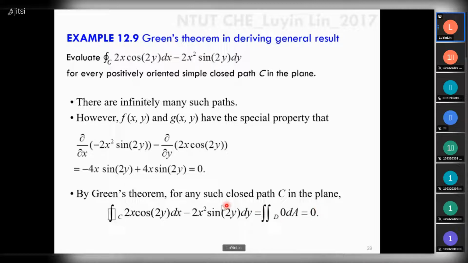So no matter what is the path C, for every positively oriented path C, everyone is the same because the integral, the target function is 0. Any question? I give you 1 minute to write it down.